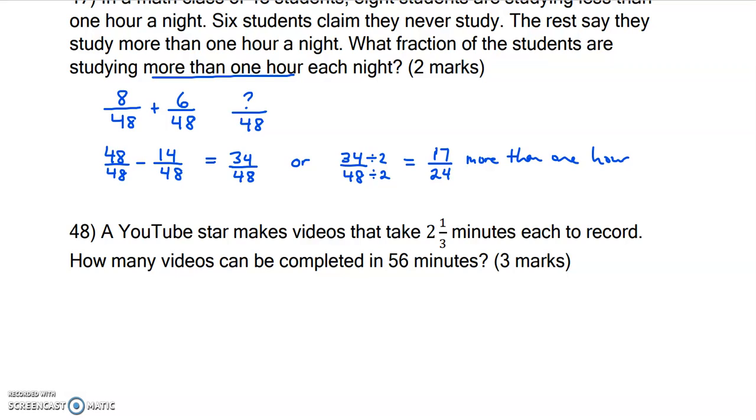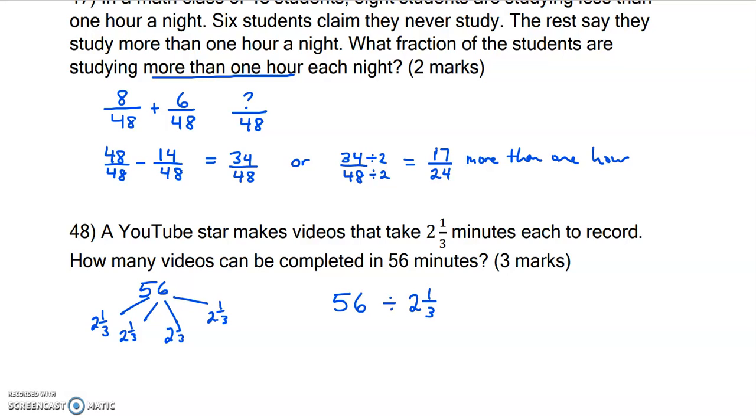Lastly, number 48, a YouTube star makes videos that take 2 1/3 minutes each to record. How many videos can be completed in 56 minutes? So what we're doing here is we are taking away the time from the total time. So every video is coming off that 56 minutes, and we have that repeated length of the video. So what are we doing here? We're dividing the total time we have, 56 minutes, divided by each video, each little chunk coming off.